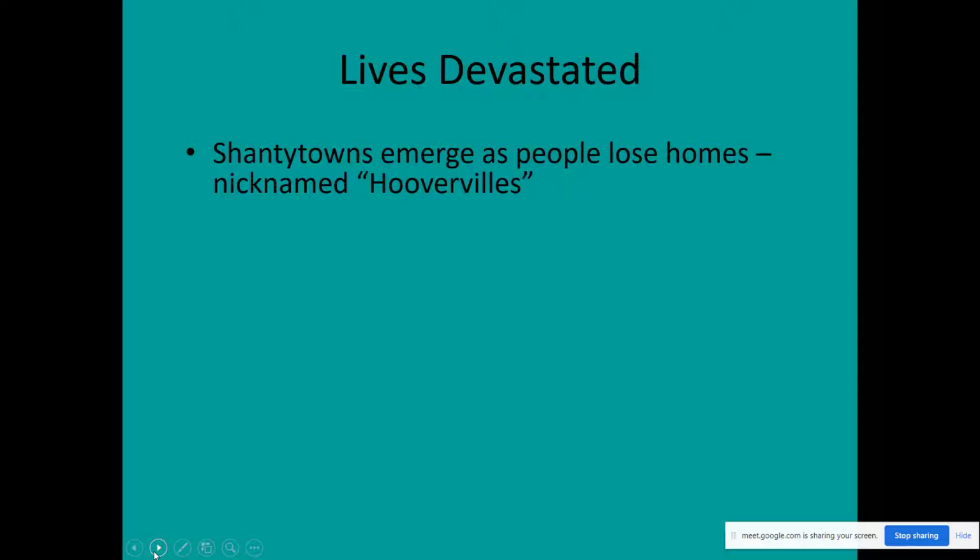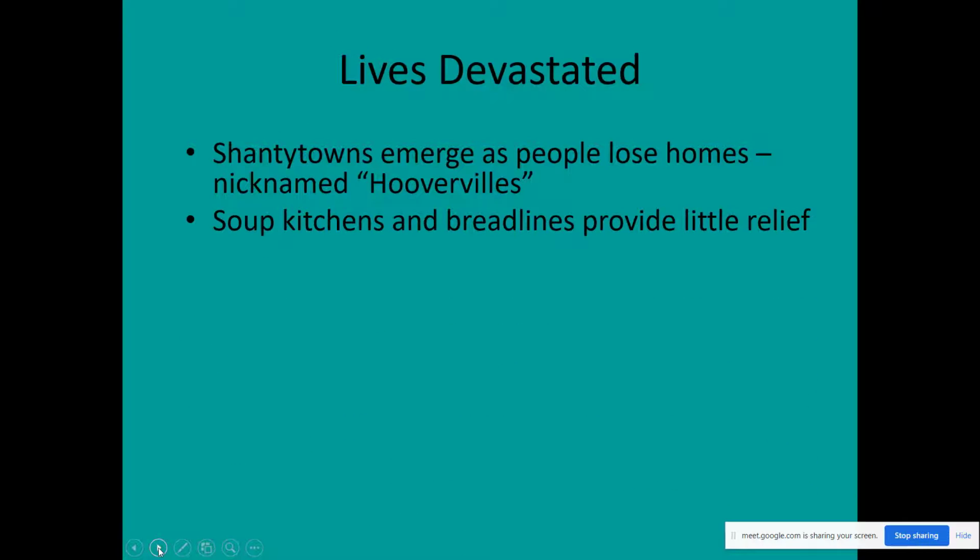Lives were devastated. Shanty towns emerged as people lose their homes. These shanty towns, as I said, were nicknamed Hoovervilles. They were on empty lots. They were in public parks. They were on the sides of the roads, creating makeshift homes for the individuals who were struggling. Soup kitchens and bread lines provided a small amount of relief.